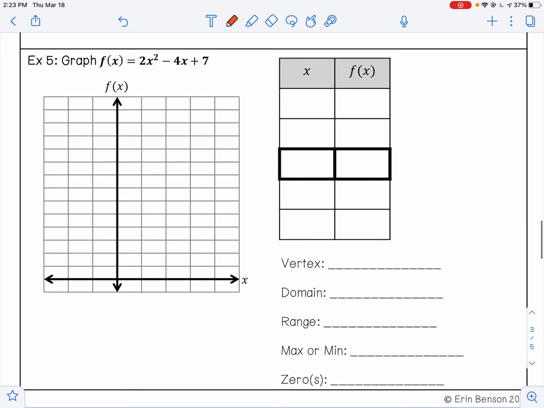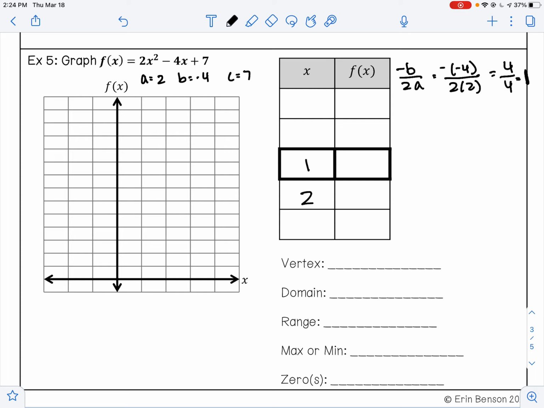On number 5, the first thing I'm going to do is identify A, B, and C. Here A is 2, B is negative 4, and C is 7. So I'm going to do negative B over 2A and have negative, negative 4, over 2 times 2. And so I'll have positive 4 over 4, which is 1. So 1 is the number that is going to go for my x coordinate of my vertex.